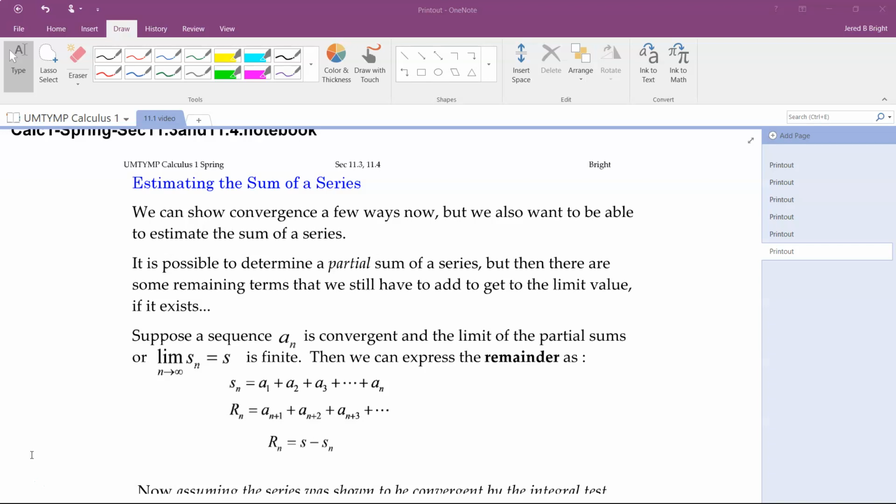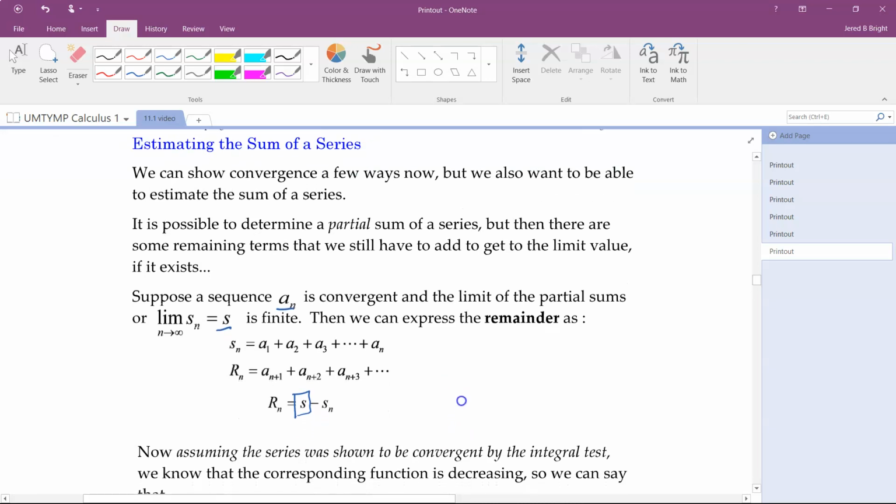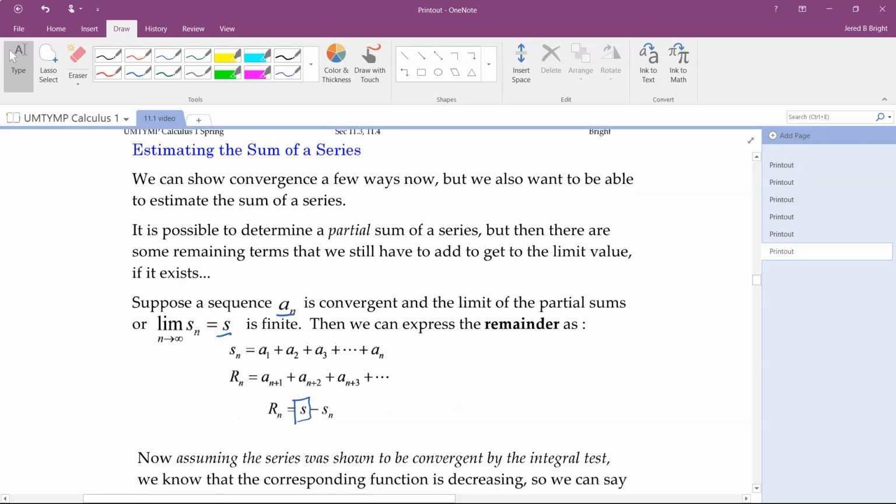But anyway, let's just look at this. So we have a sequence a_n, and we suppose it's convergent, and the limit of the partial sums is s, and that is finite. Then we can say, okay, here is the remainder. We know the sum of the first n terms, and the sum of the remaining terms. That's going to be the entire sum of the series minus S_n, minus the first n terms, which, big surprise.